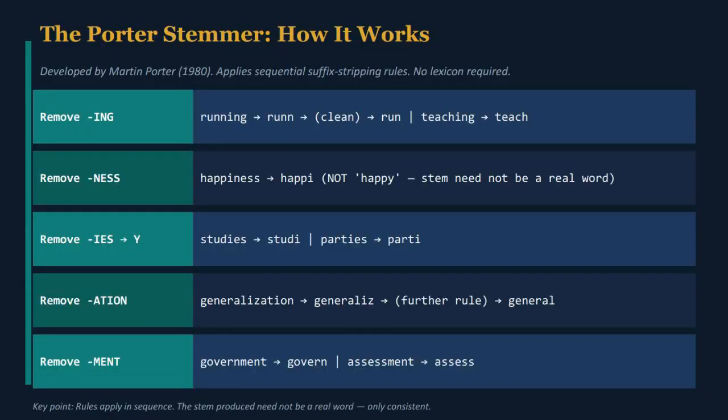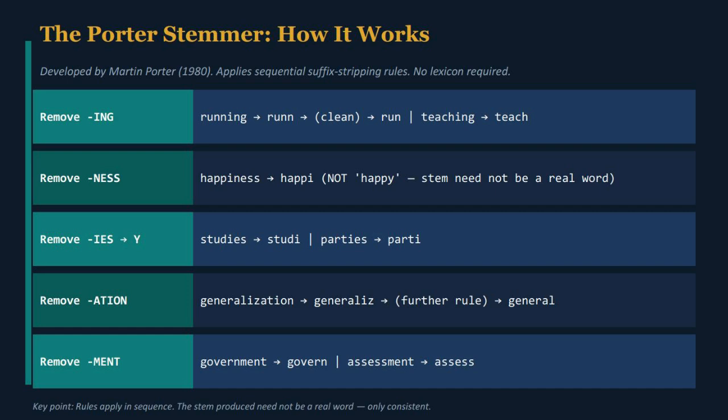Stemming is the faster, simpler, and cruder of the two approaches. A stemmer applies a set of rules to strip affixes, prefixes and suffixes, from the words, leaving a stem alone. The stem does not have to be a real word. It just has to be a consistent representation that all related forms are reduced to. The most famous stemmer for English is the Porter stemmer, developed by Martin Porter in 1980. Let me show you how it works on some examples.